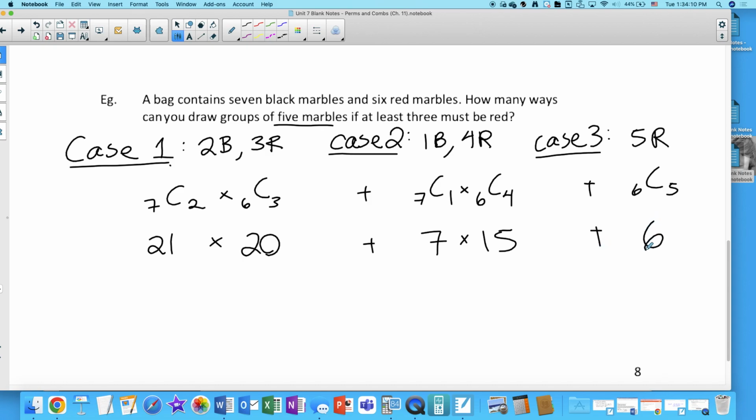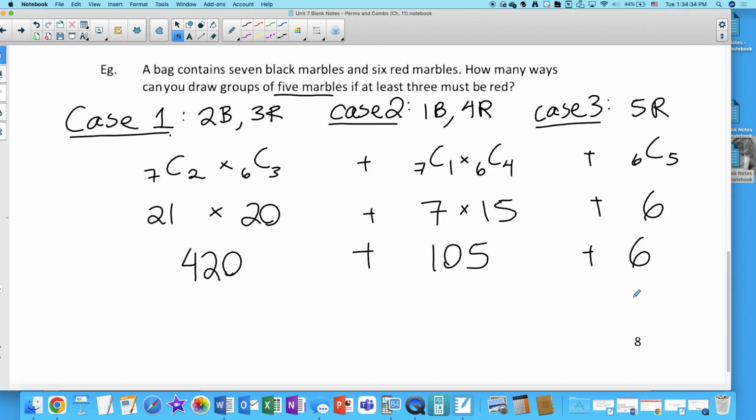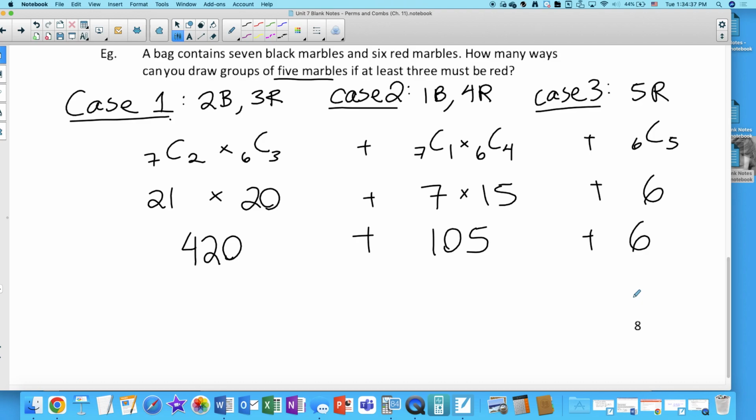Man, I really hope I'm not getting over ambitious with doing these in my head. So what is that? This is 420 plus 105 plus 6. So that's 431 altogether. Different ways that you could do it. No, 531. There we go. 531.